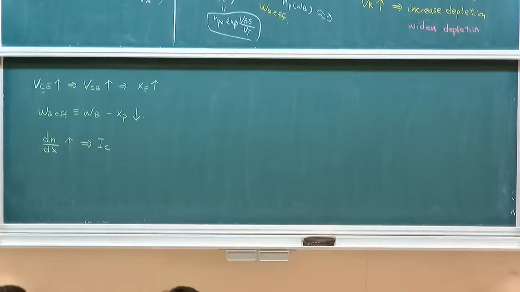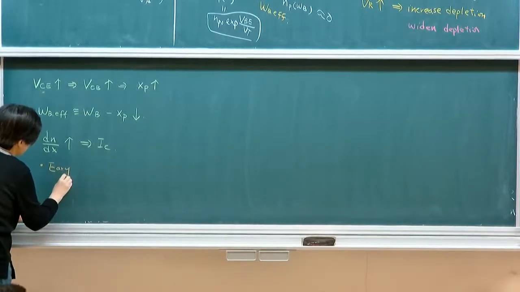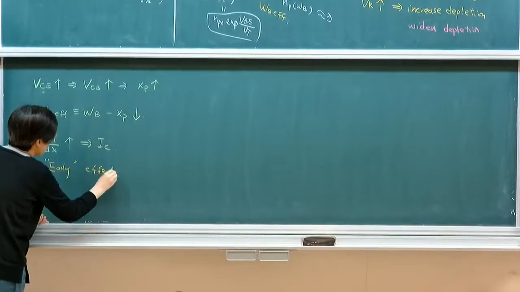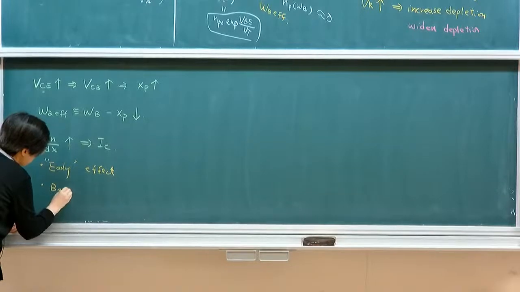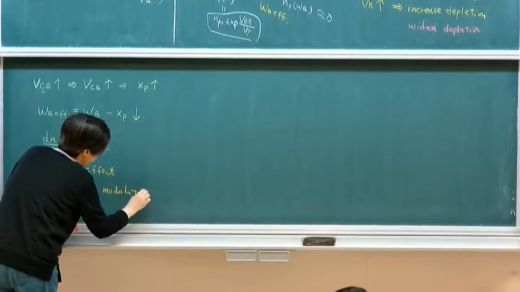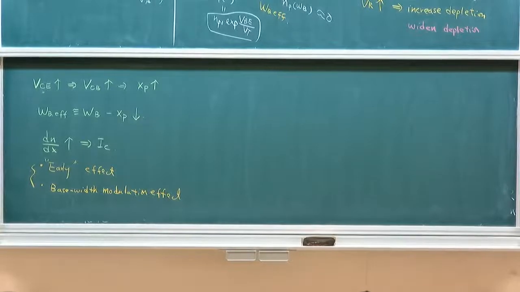This is because there are two names for this. Here's the Early effect, because the person Early observed this. So it's typically referred to as the Early effect, or another name is the base width modulation. So either way, these two are identical. These are talking about the same thing. Because as the base is being modulated, your vacuum or the pump is pushing forward, and then the distance for the minority carriers to travel reduces. Therefore, it would lead to an increase of collector current. Okay?